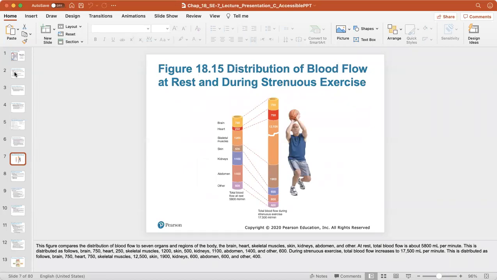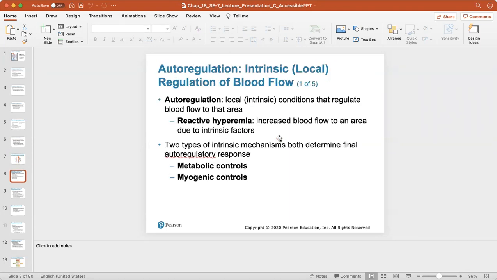So here's just a look at the distribution of blood flow at rest and then the redistribution of it during strenuous exercise. And you can see how more blood goes to your skeletal muscles during exercise. Autoregulation has to do with local conditions that regulate blood flow to that area. Reactive hyperemia is increased blood flow to an area due to an intrinsic factor.